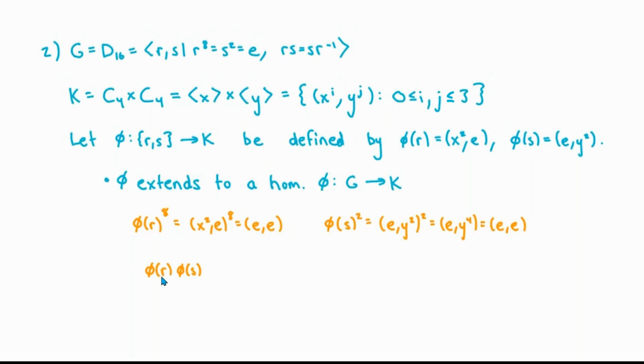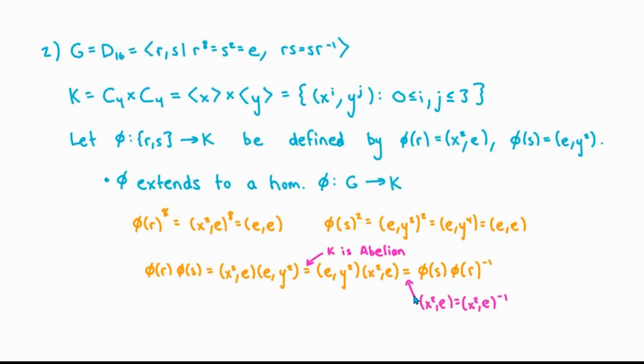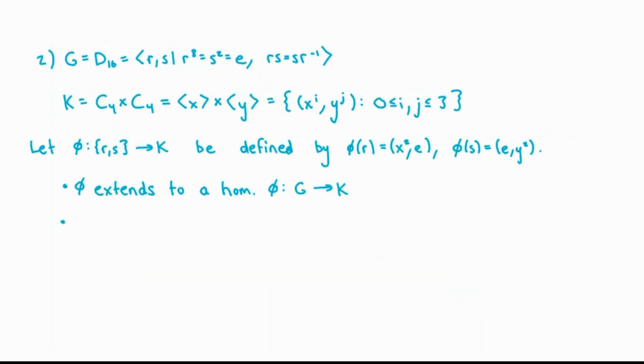And finally, we want to show that phi of R times phi of S is phi of S times phi of R inverse. So first of all, phi of R times phi of S is (X squared, identity) times (identity, Y squared). And because K is an abelian group, I can write that as (identity, Y squared) times (X squared, identity). But now, using the fact that (X squared, identity) is its own inverse in the group K, this is precisely equal to phi of S times phi of R inverse. So now that I've shown that all of the relations in this presentation of D16 are satisfied with R and S replaced by phi of R and phi of S, we can conclude that phi extends to a homomorphism from G to K.